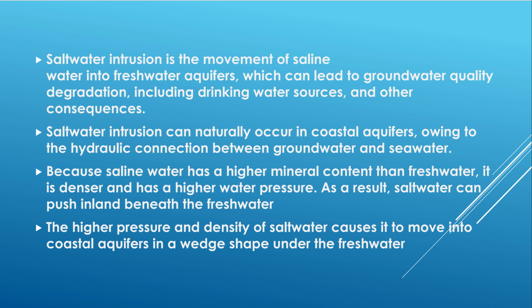Because saline water has a higher mineral content than fresh water, it is denser and has a higher water pressure. As a result, salt water can push inland beneath the fresh water. The higher pressure and density of salt water causes it to move into coastal aquifers in a wedge shape under the fresh water. So, due to the movement of this salt wedge, the fresh water or the water table rises, and that is why the inland becomes under the freshwater table.